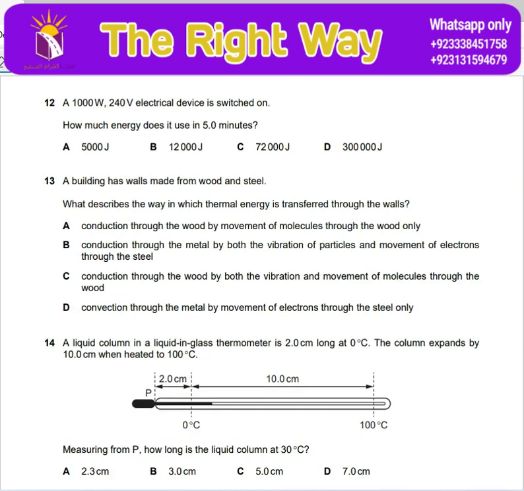Question number 12. A 1000 watt 240 volt electrical heater is switched on. How much energy does it use in 5 minutes?